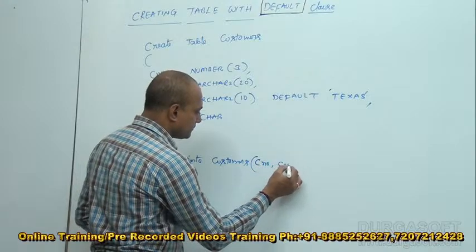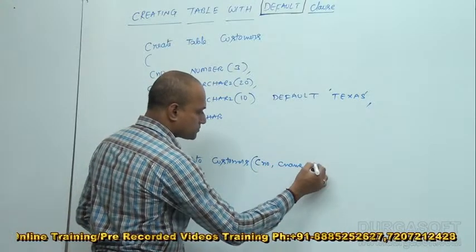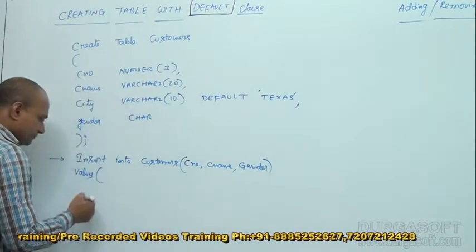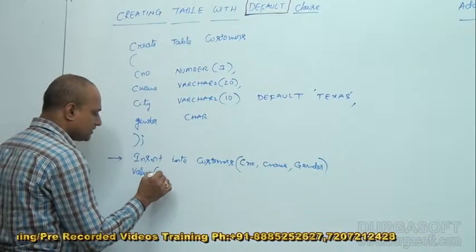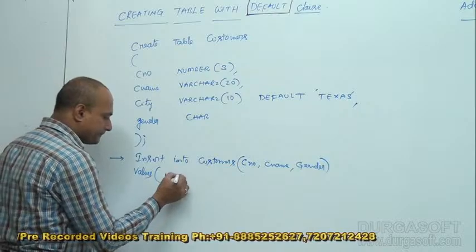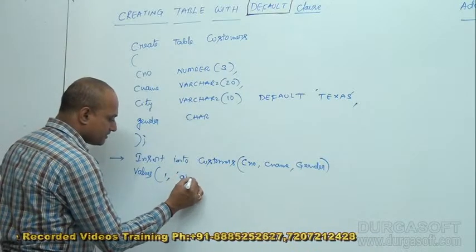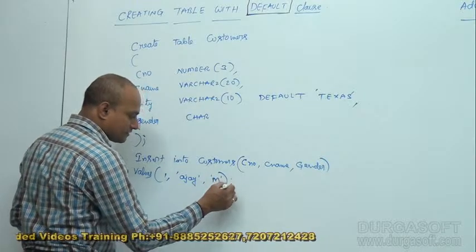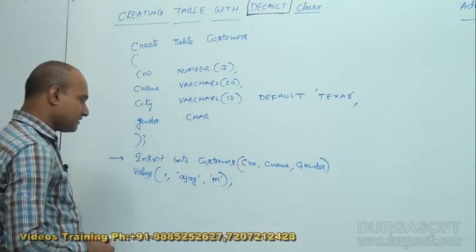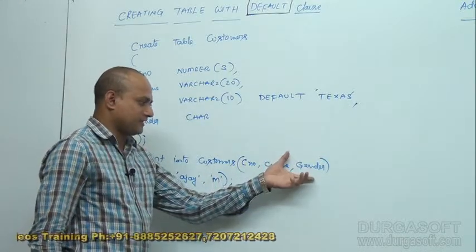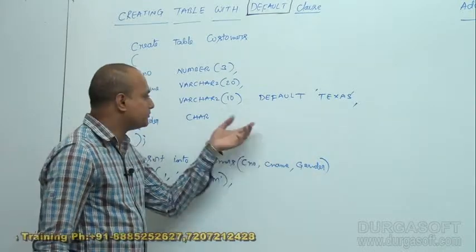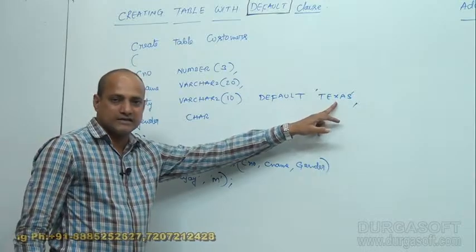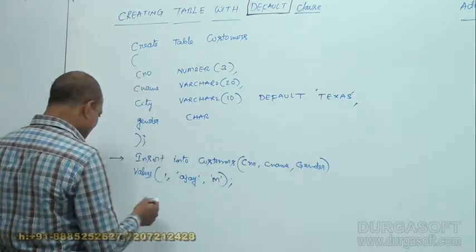Into CNO, CNAME, and also gender. Here I am entering values: CNO 1, name Ajay, and gender male. Here I am inserting customer number, customer name and gender values. I am not inserting any value into city. By default, the city value is considered as Texas. Let us see.